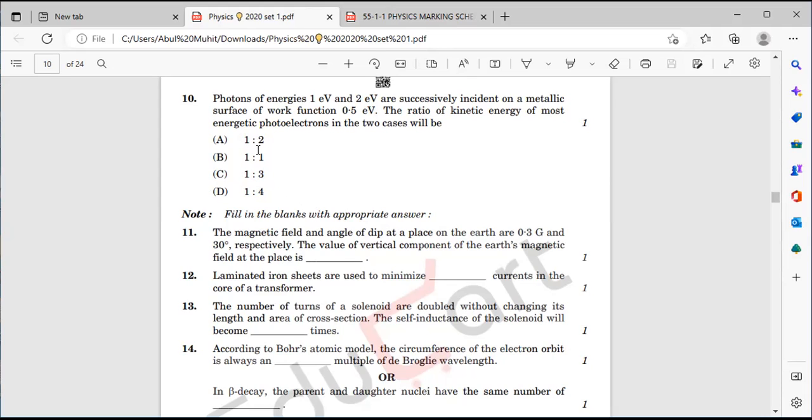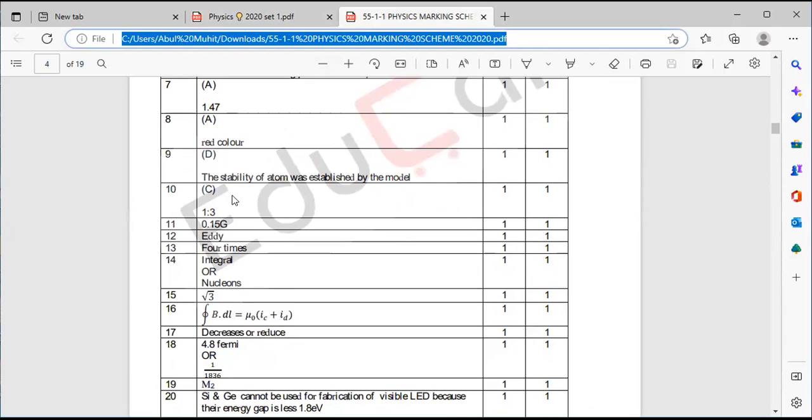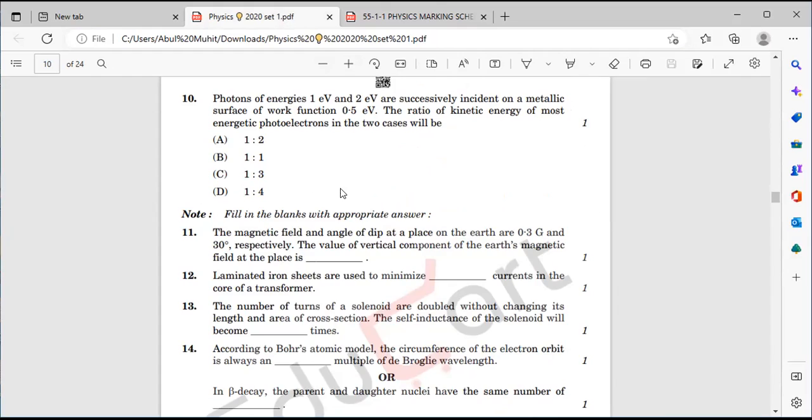So what happens here? What is the formula he has used? See here, 1:3, right? He has given. How come 1:3? Work function is given, and the incident energy is given. So, okay, we will take the ratio, the first case by the second case. So we have kinetic energy K1 by K2 is equal to h nu minus work function.